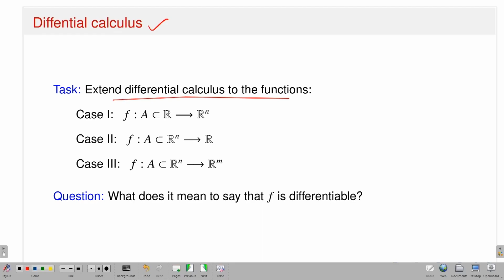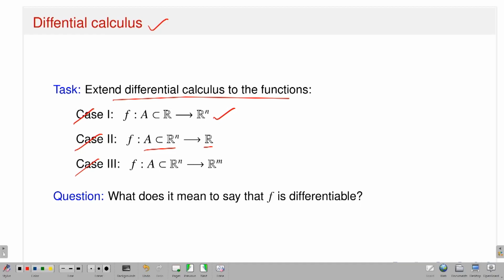What are the functions? Case 1 means it is a function from the set of real numbers to Rn. That means it is a vector valued function of a real variable. What about case 2? Case 2 is a map from domain Rn to range R. That means it is a real valued function of a vector variable. And the third one is a vector valued function of a vector variable.